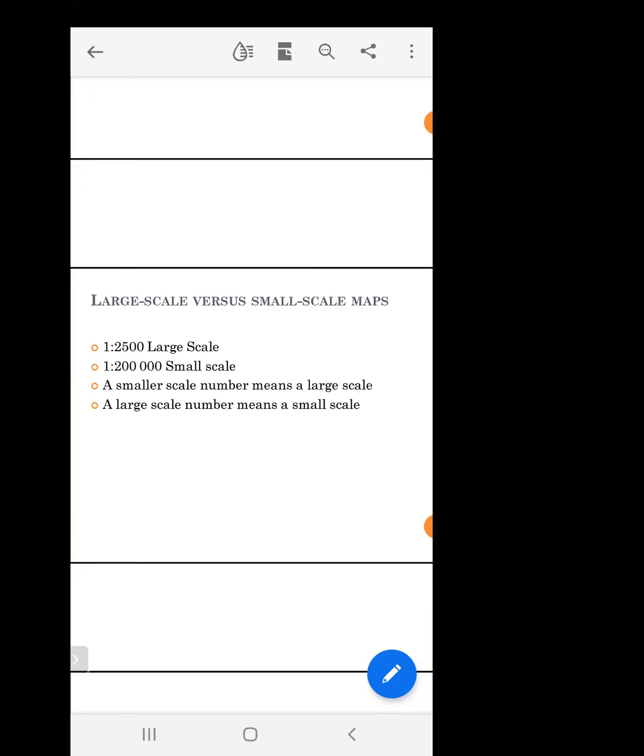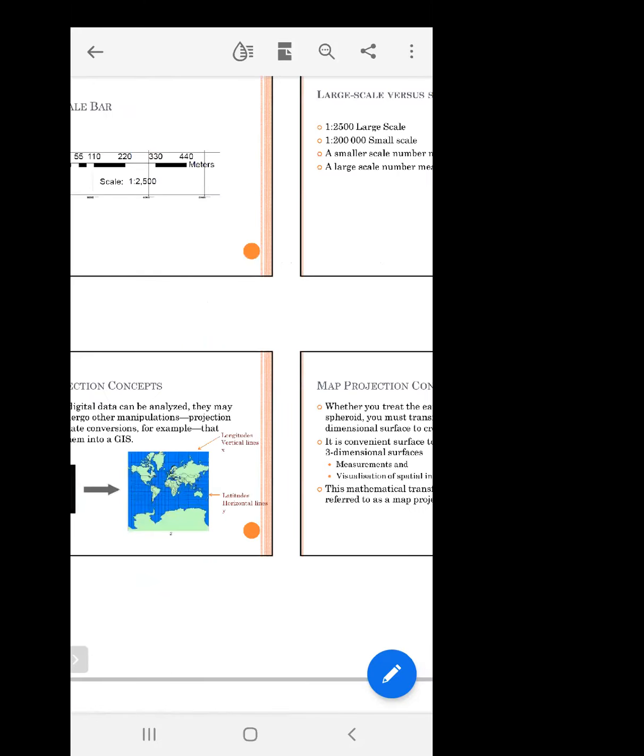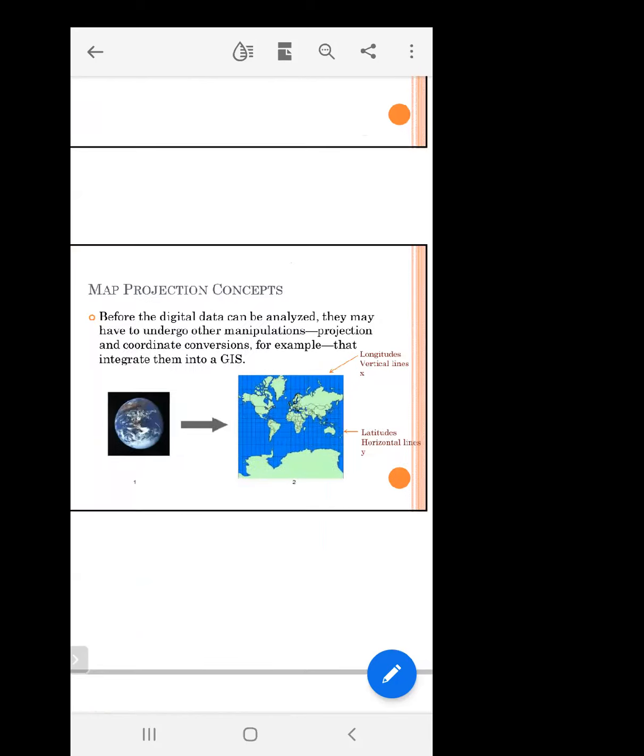If it's large, then you have the denominator being small. If it is small, then you have the denominator being large. That's one way of determining if a scale is large or small. So here, large and small are being compared. These are things you need to know in maps.